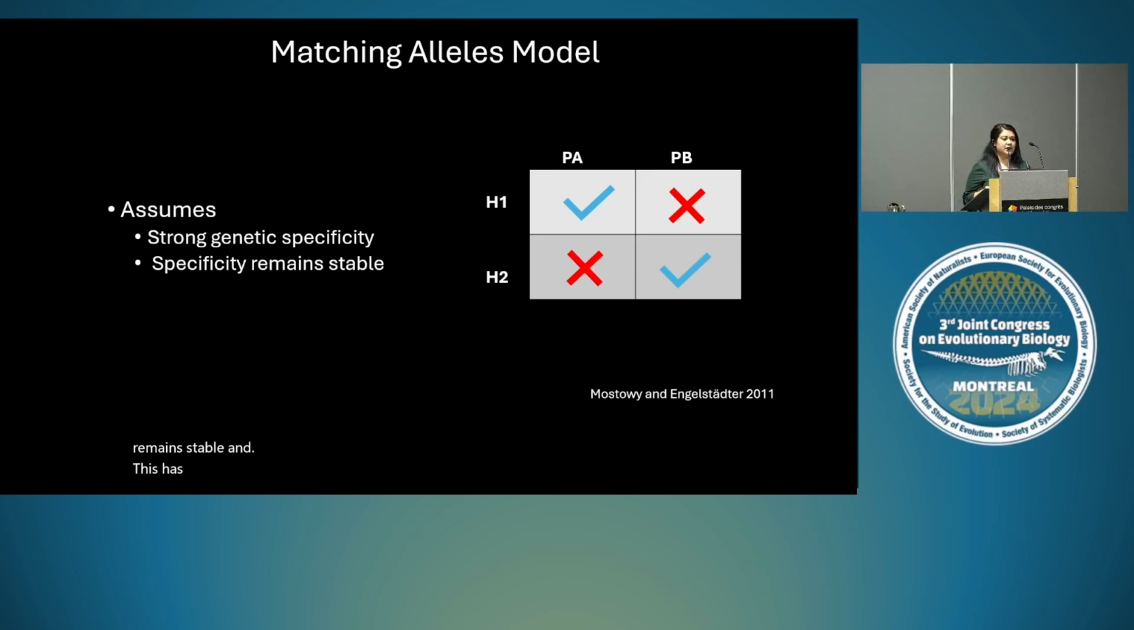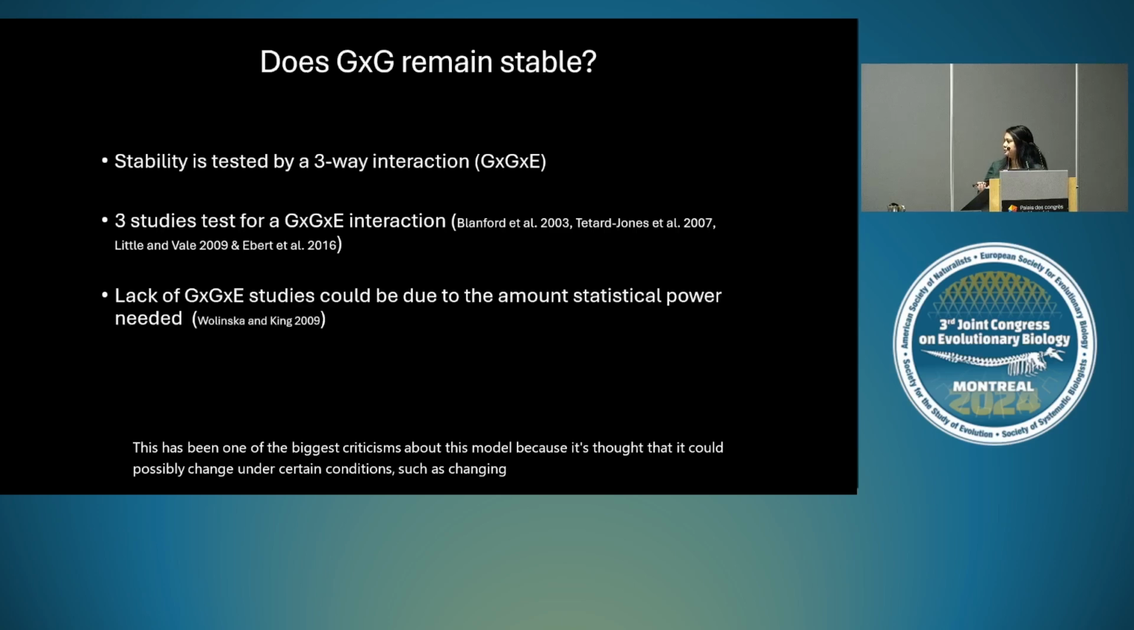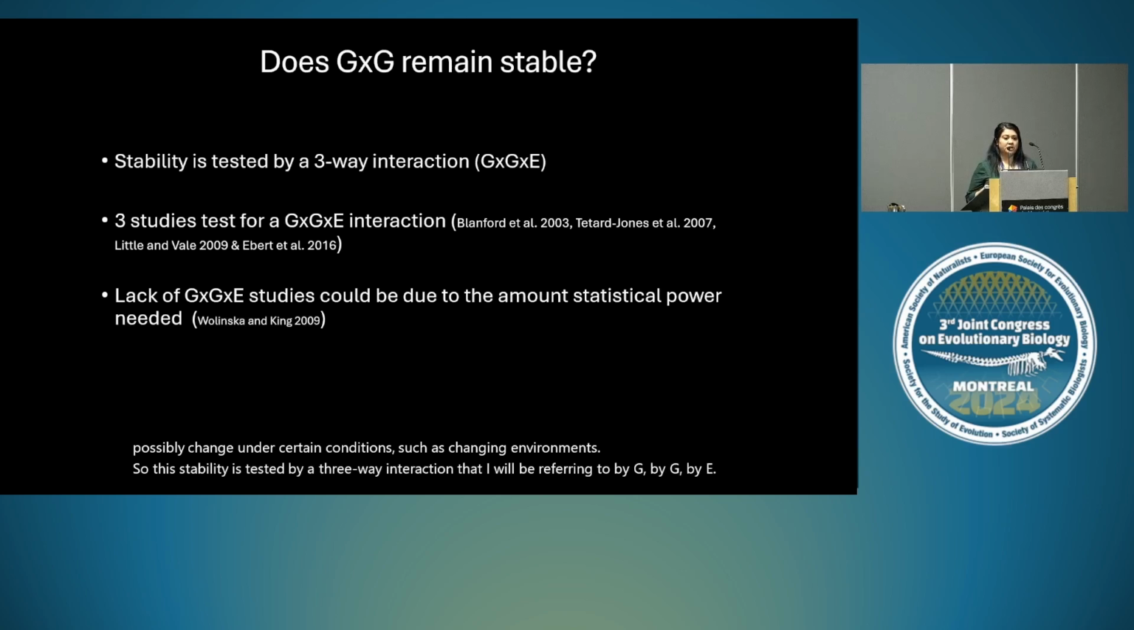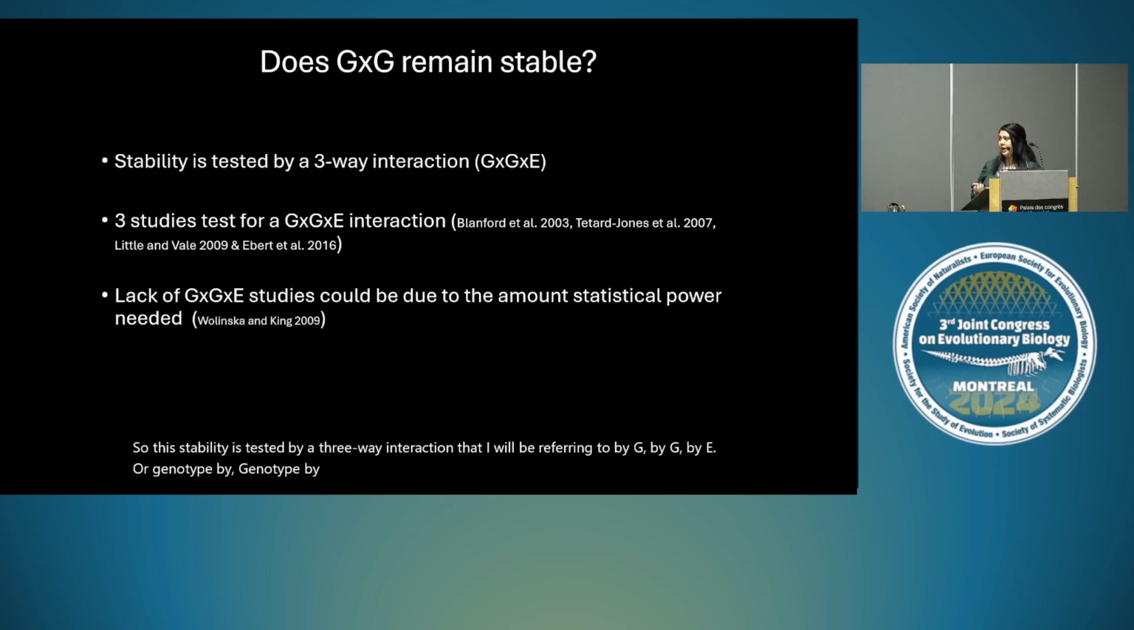This has been one of the biggest criticisms about this model because it's thought that it could possibly change under certain conditions, such as changing environments. So this stability is tested by a three-way interaction that I will be referring to as G by E, or genotype by environment. And there are only 3 studies that I could find that test for this interaction, and the results of these studies are conflicting. And it's been hypothesized that the lack of these studies could be due to the amount of statistical power needed to actually detect a three-way interaction.